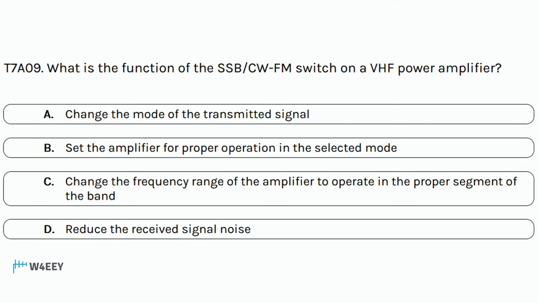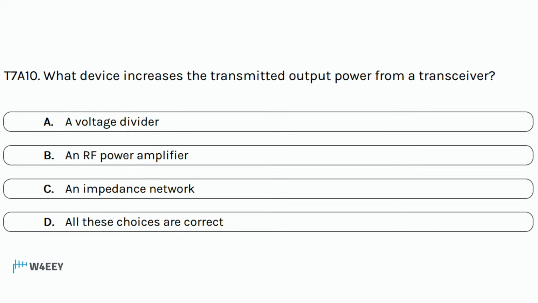And what is the function of the single sideband CW-FM switch on a VHF power amplifier or power brick? Bravo. Yes, it sets the brick for the proper operation in the selected mode. Linear mode for single sideband signals and nonlinear for FM or CW. So what device increases the transmitted output power from a transceiver? Yes, an RF power amplifier, also known as a linear amplifier.